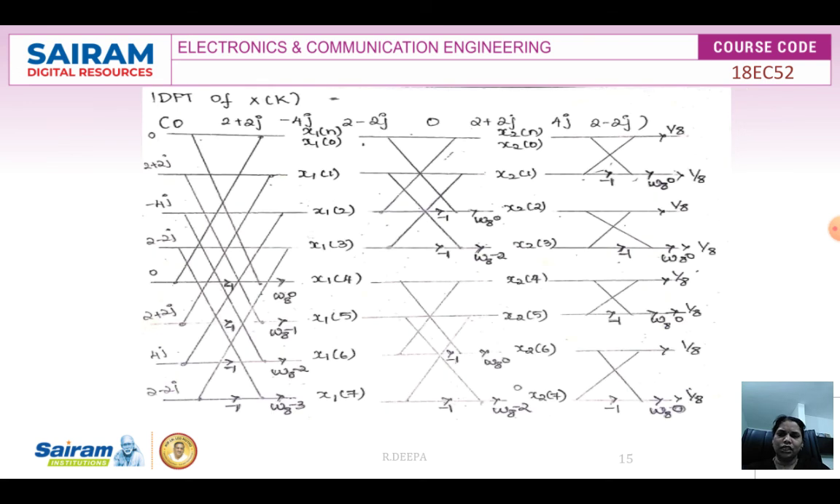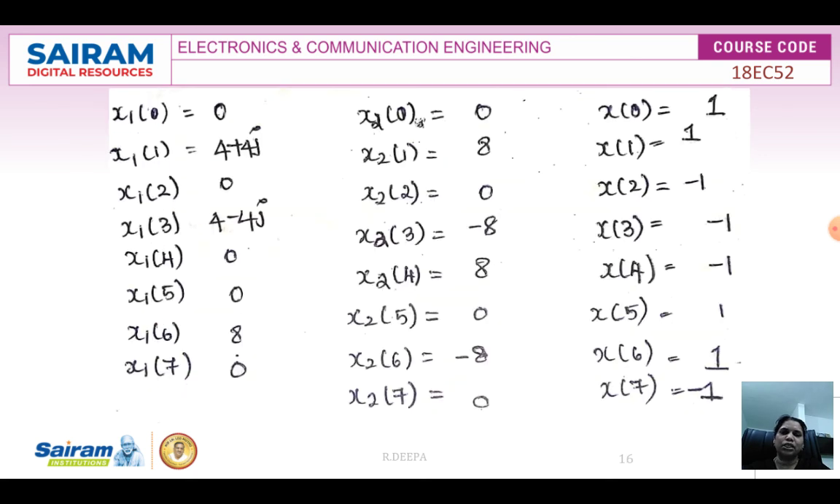This you can feed here and it will act as an input for the second stage, and thereby using the butterfly computation we can generate the second set of output as x2 of 0, x2 of 1, 2, 3 up to 7. Once you frame the 8 equations, you will get the output as 0, 8, 0, minus 8, 8, 0, minus 8 and 0.